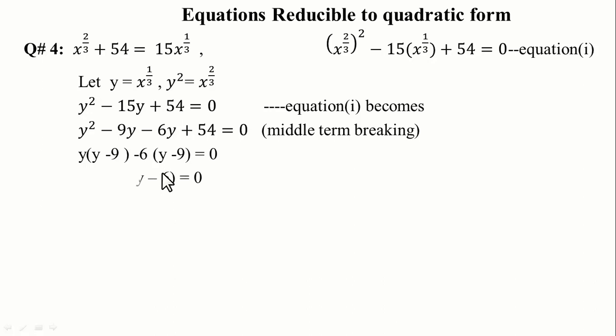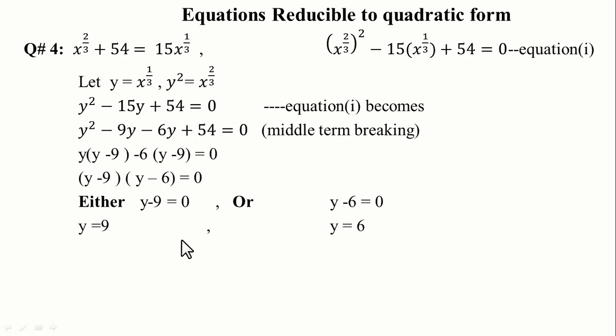Now we have two factors: y minus 9 into y minus 6 is equal to 0. Either y minus 9 is equal to 0, then y is equal to 9, or y minus 6 is equal to 0, y is equal to 6.